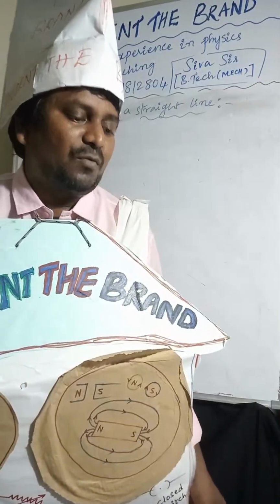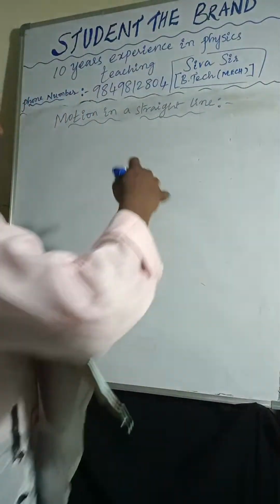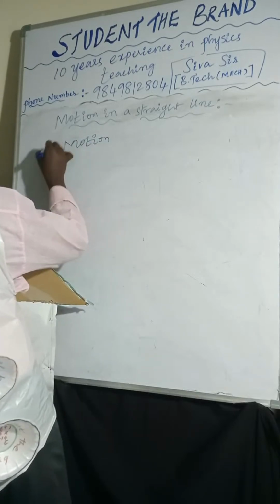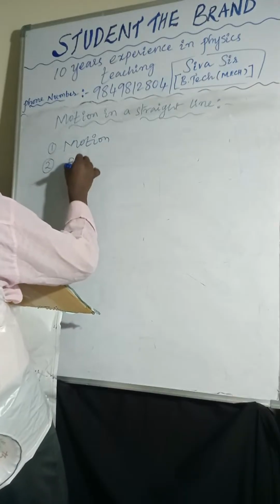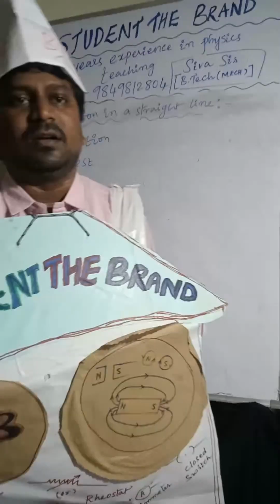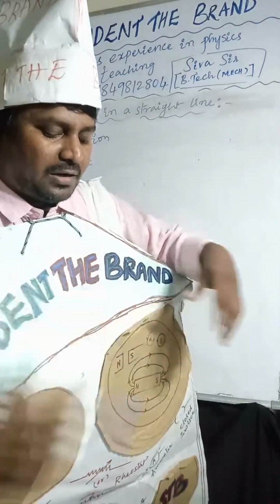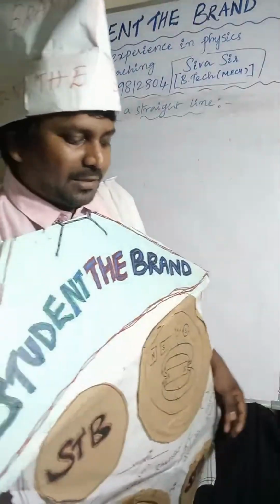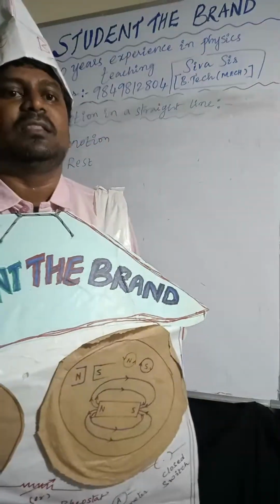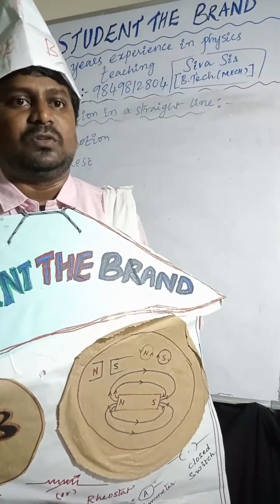An object moves from one point to another point. So what exactly is motion? We are talking about motion, and the next one is rest. What is motion? If the object moves from one point to another point with respect to time, then we can say the object is in motion.